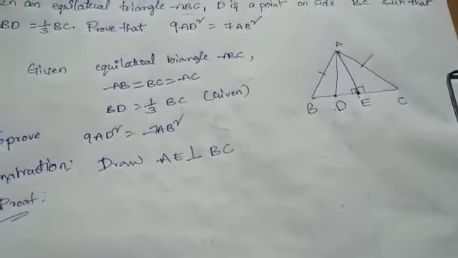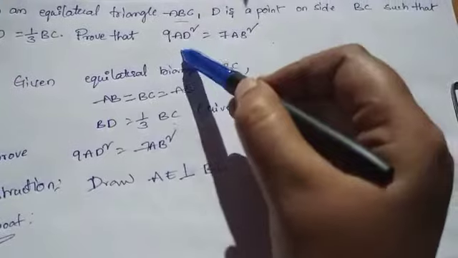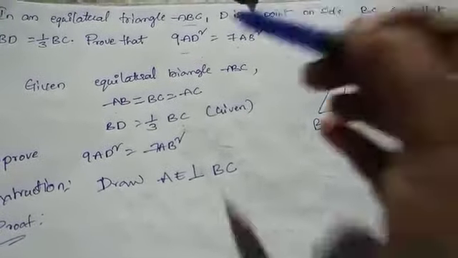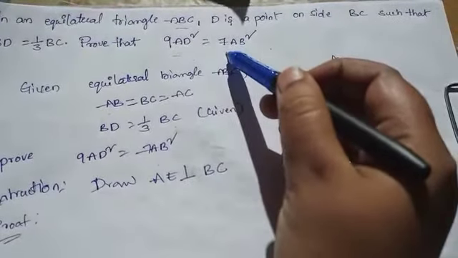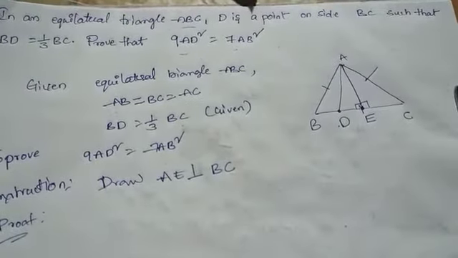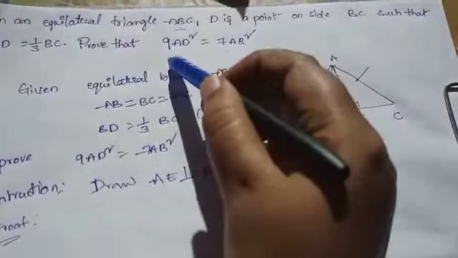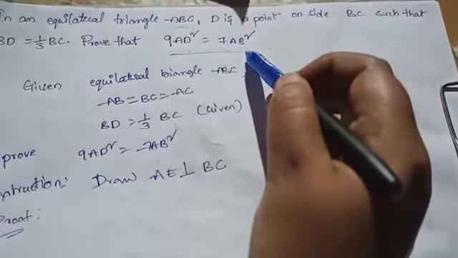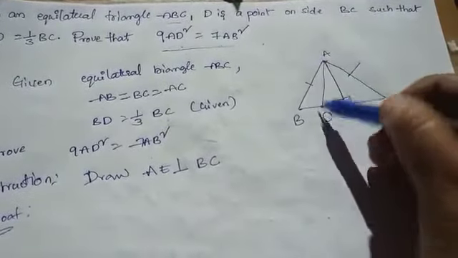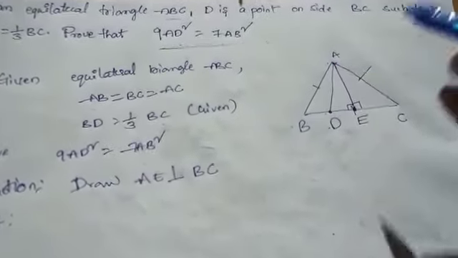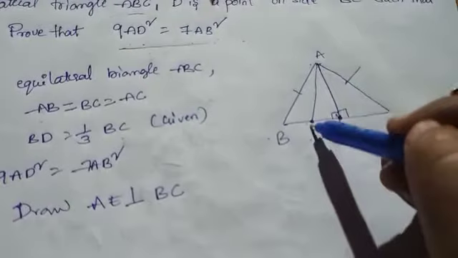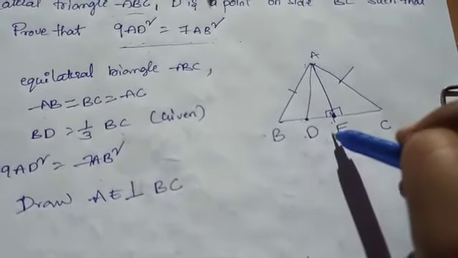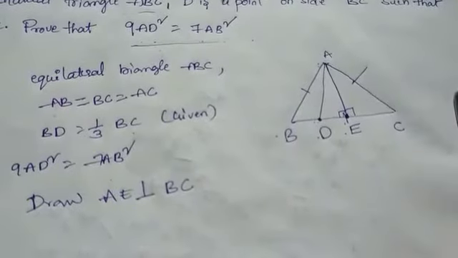Here we need the equation 9AD square equal to 7AB square. This is an equation in terms of AD and AB. See, ADE is one right angle triangle and ABE is another right angle triangle.